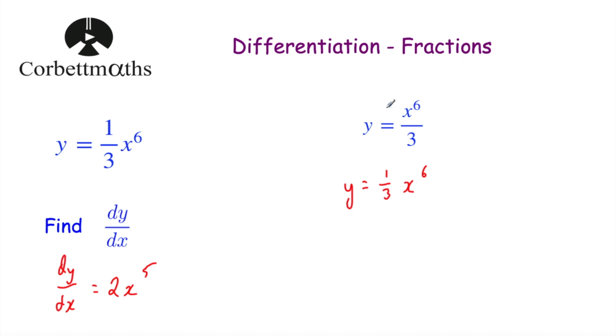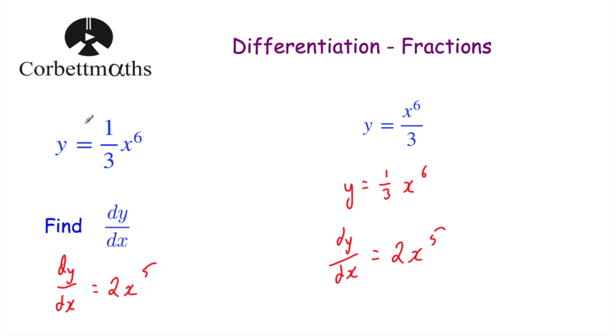And now we've brought the fraction out, we've written a third of x to the power of 6, then you could differentiate it to get dy by dx is equal to, and then you could times the coefficient by the power, a third times 6, as we've seen, is equal to 2, and then you could reduce the power by 1, so to the power of 5.